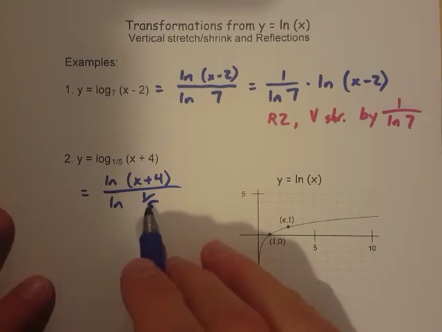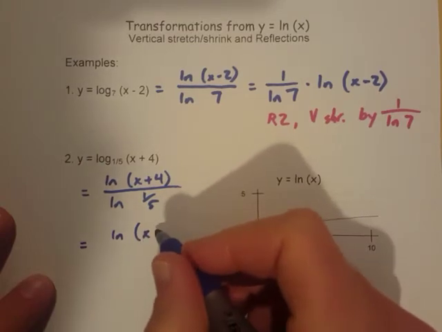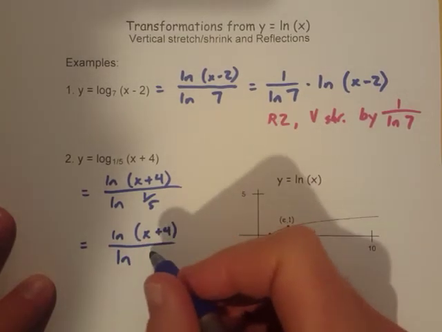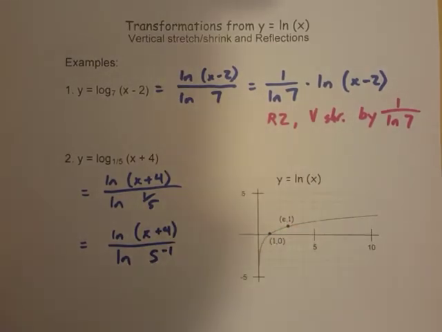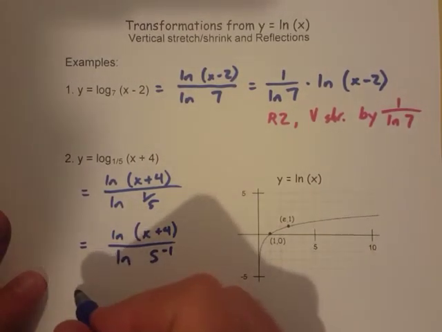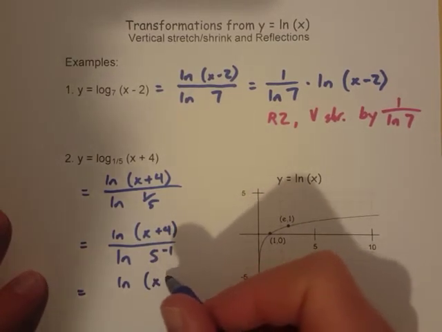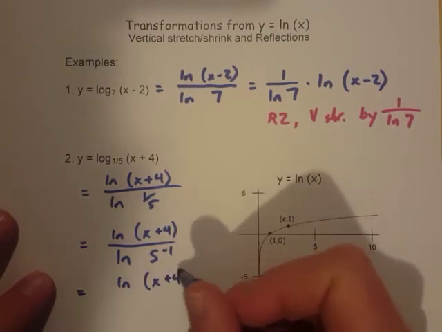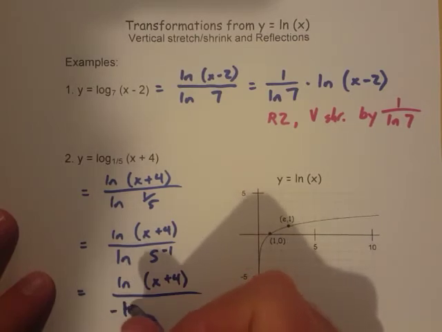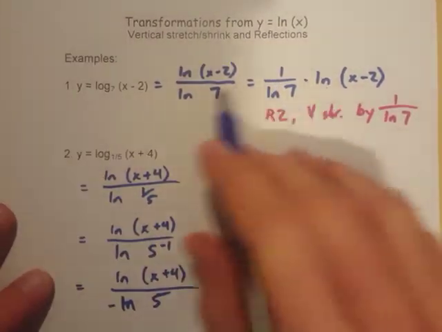Okay. Now here's the trick that we learned yesterday about this one. If we have this 1/5, we're going to represent that a little bit differently. We're going to put that in as a negative exponent expression. And so 1/5 is the same as 5 to the negative 1. Now, if you remember from yesterday, what that did is that means we can move that negative out in front, rewrite this as negative ln of 5 on the bottom.